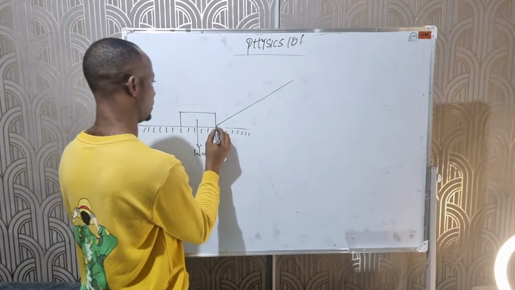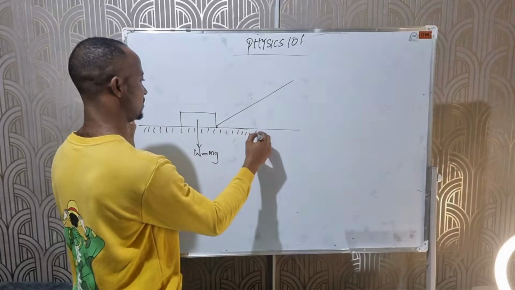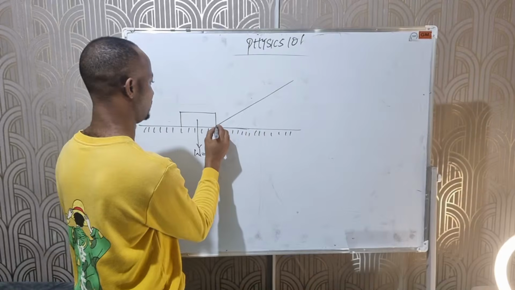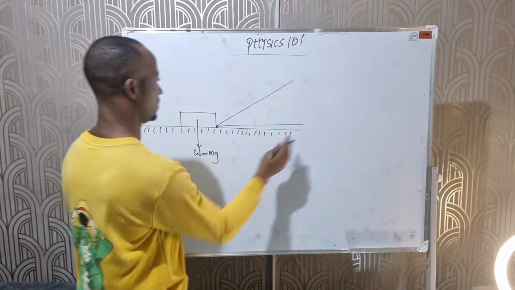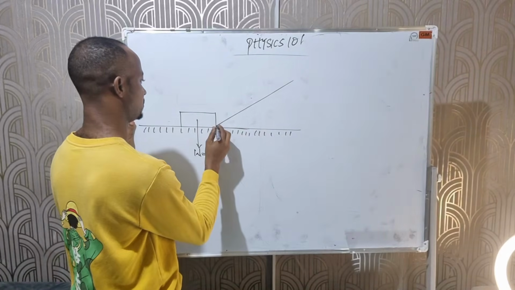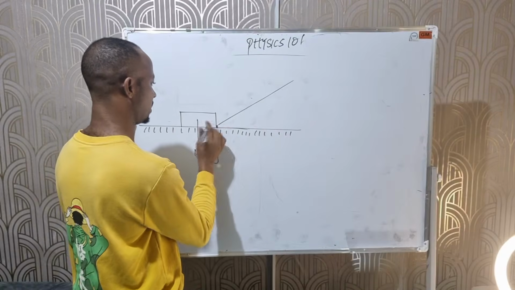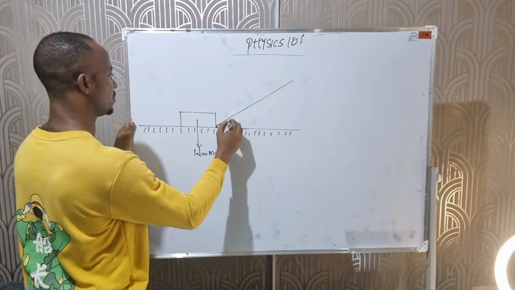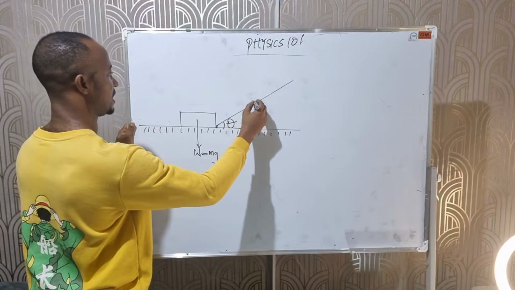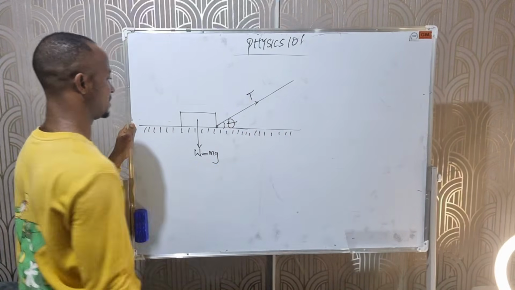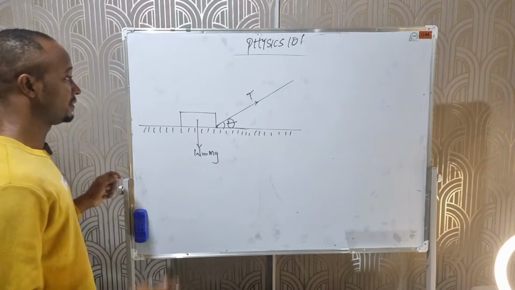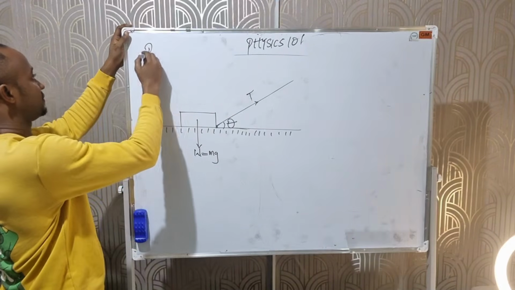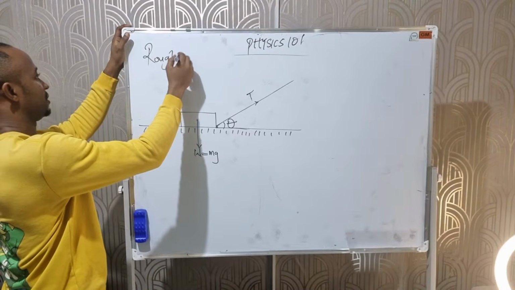It's being dragged this way. Let me maintain my horizontal surface. Then we have, okay, let us go this way. Alright, so if we have an angle called what here? Theta, and we have our tensional force here. Don't forget that we are dealing with what? A rough surface.